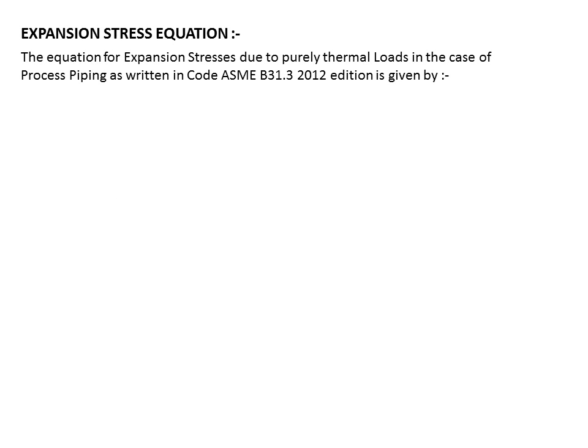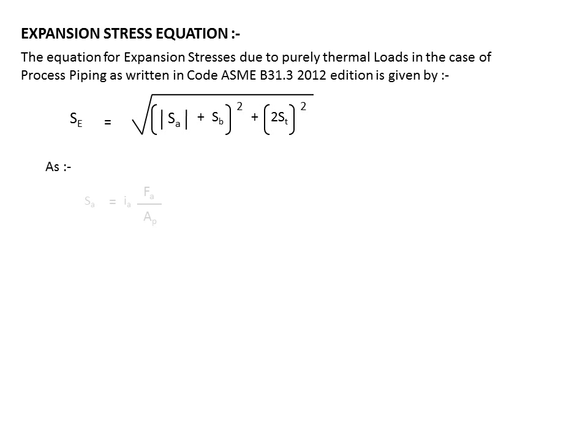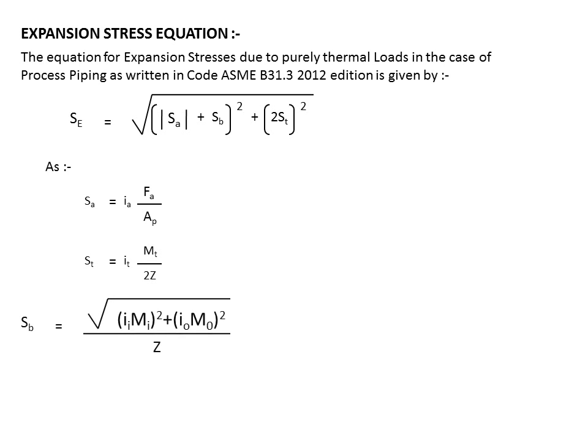Now looking at the expansion stress equation, again it's in the same form. The expansion stress SE is again a function of axial, bending and torsional stresses with the same equations, but herein we will have the parameters that are bounded by the thermal stress, the thermal expansion properties. So here SA is again the axial force divided by Ap, ST is due to the torsional moment, and SB, the bending stress, is due to the in-plane and out-plane bending moments.